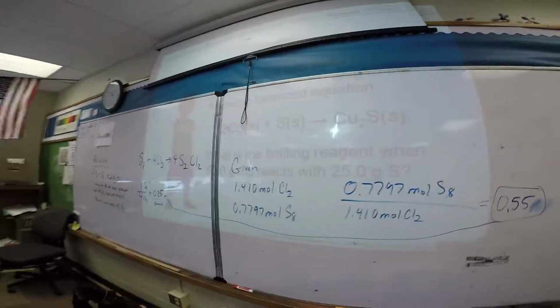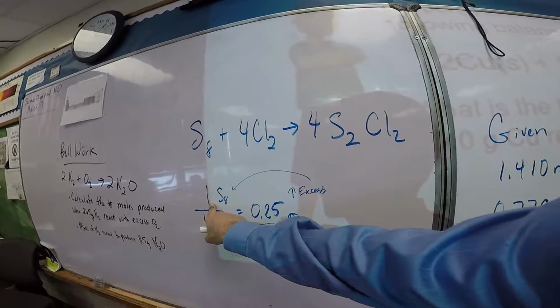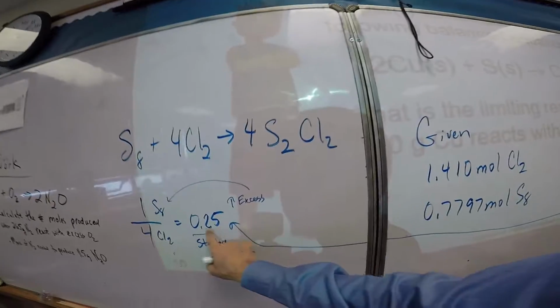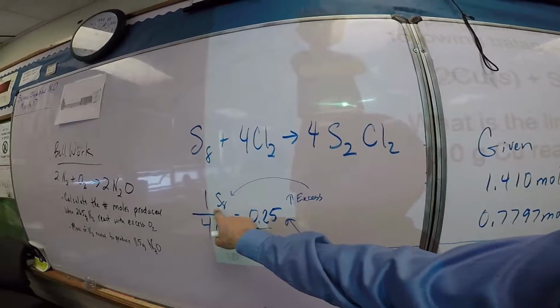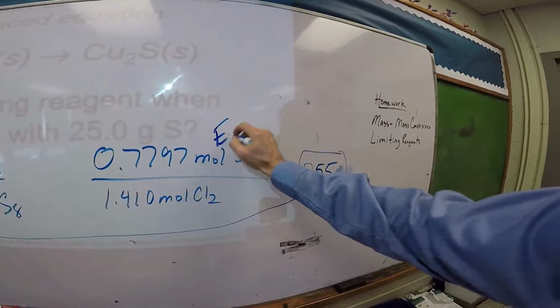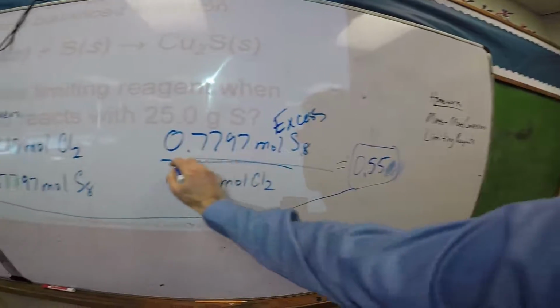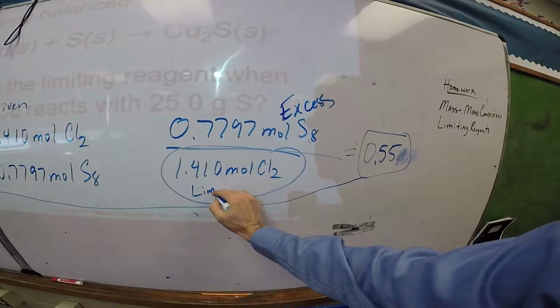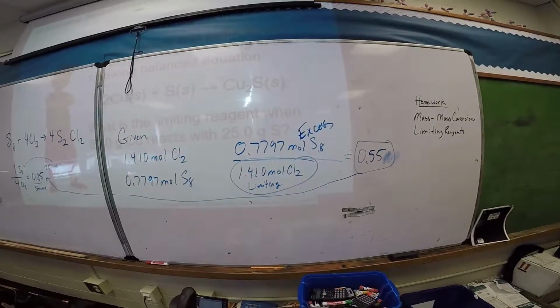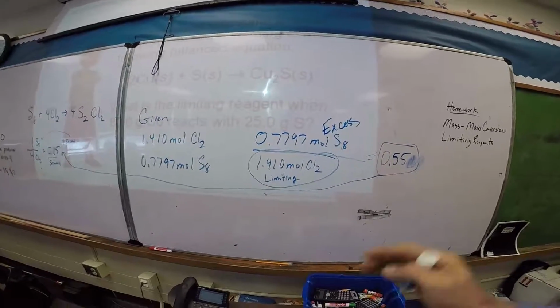You must have more of this in order to get 0.55. In order to drive the 0.25 up, you must have excess of this. So the S8 is excess, so I'd write that there. And I'm going to circle this as limiting. That's what I care about. That's what I'm going to use to predict what you can make.